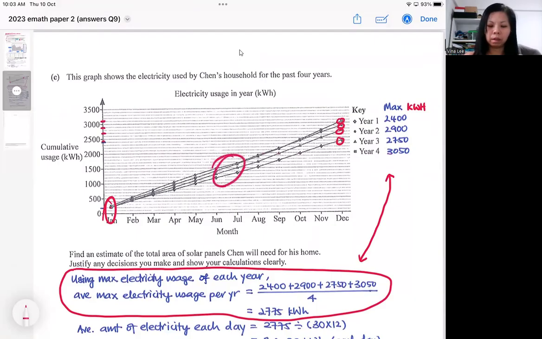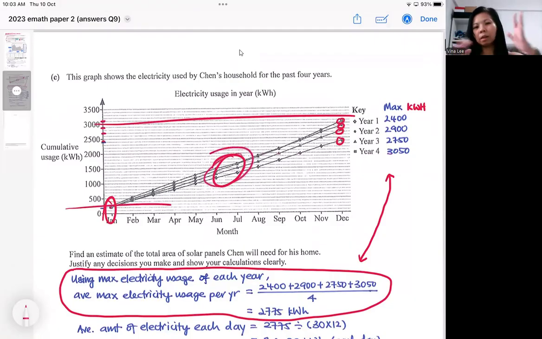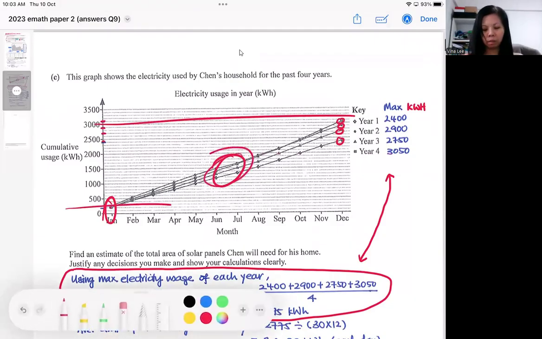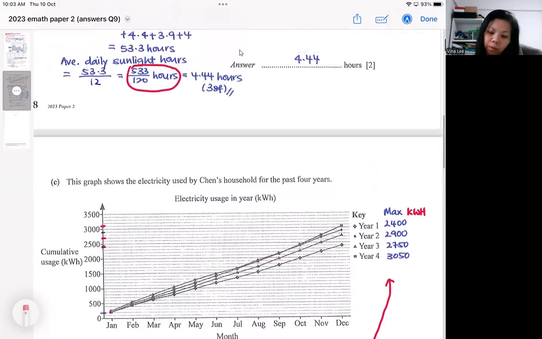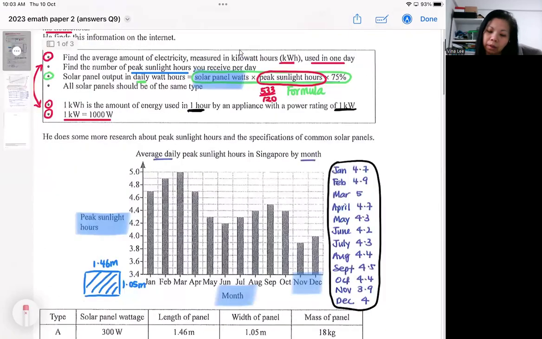Some students will take the highest and the smallest and then divide. So some students will take the average. Well, it is still okay if you decide to take the average, but definitely not the lowest. But the safer one will be to take the maximum. So that's why when I do it out, I actually use the maximum. The maximum will ensure that when you don't need to use so much, you will still have enough energy.